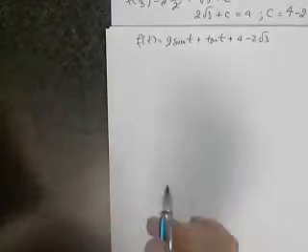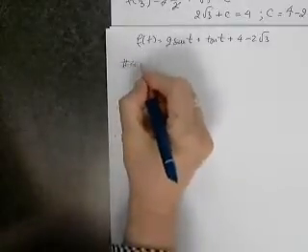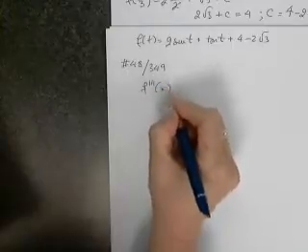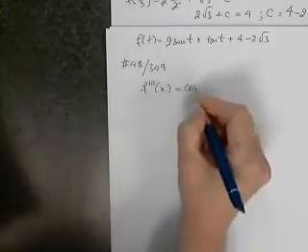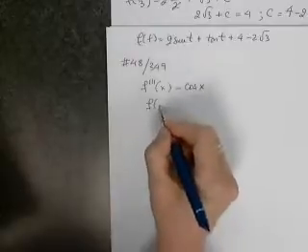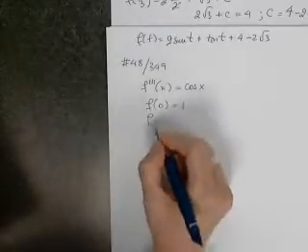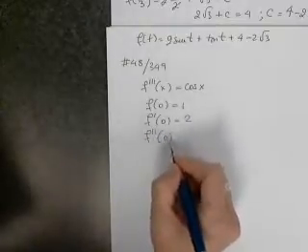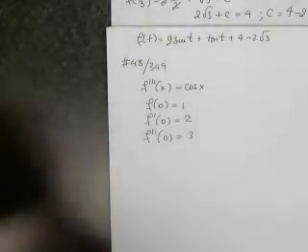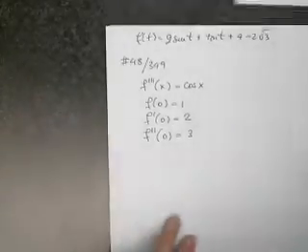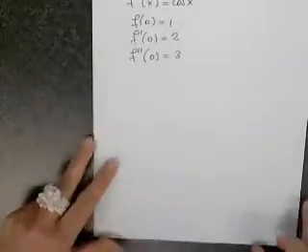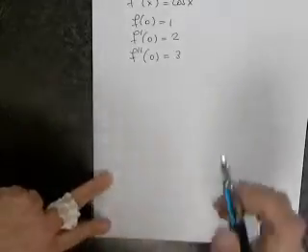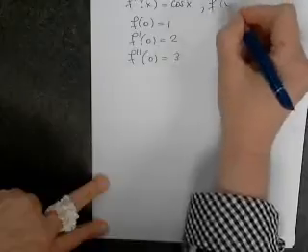Questions? 48. The third derivative is cosine x. F of 0 is 1. F prime of 0 is 2. And f double prime of 0 is 3. How do I start? What do I have to find first? f double prime. Exactly. So let's find f double prime.